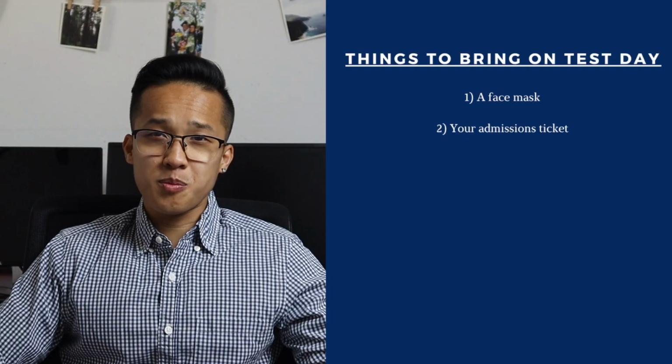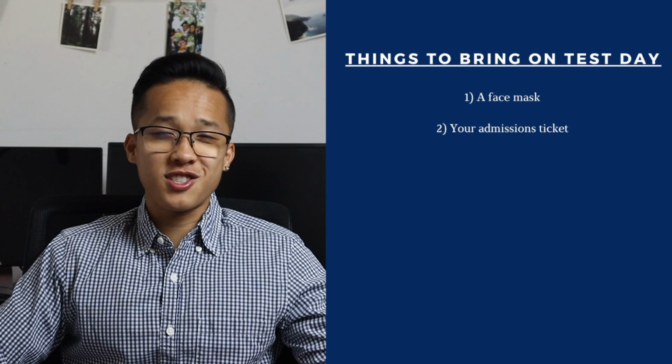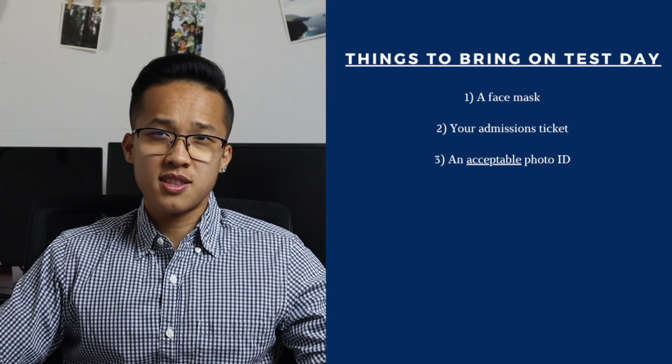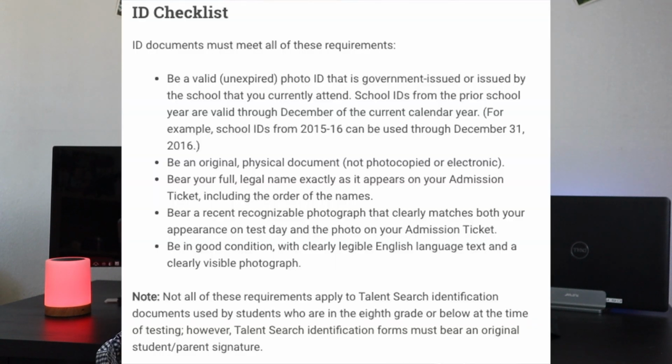Your admissions ticket, because obviously you won't be able to take this test if you don't have it with you. The next is an acceptable photo ID. College Board has a couple different criteria for what an acceptable ID is. In general, your ID has to be valid and it has to be a government issued ID or issued by the school that you currently attend. It also has to be original and a physical document, so you can't bring any photocopied or electronic versions of it. It also has to have your full and legal name, and it has to show up exactly the way it does on your admissions ticket.